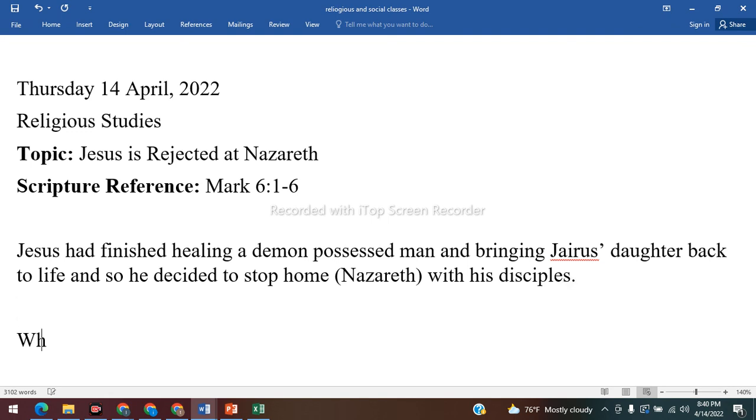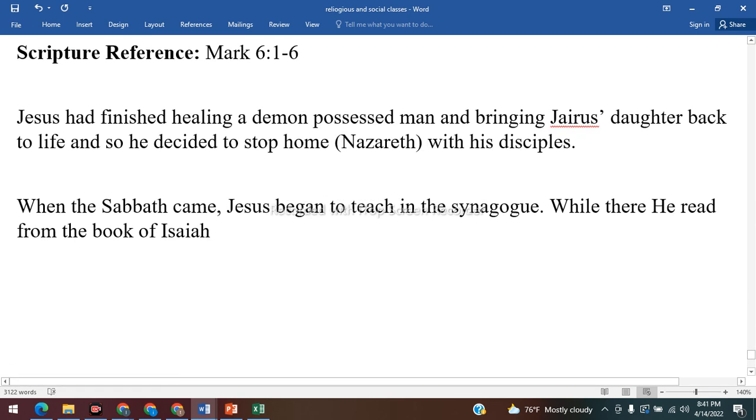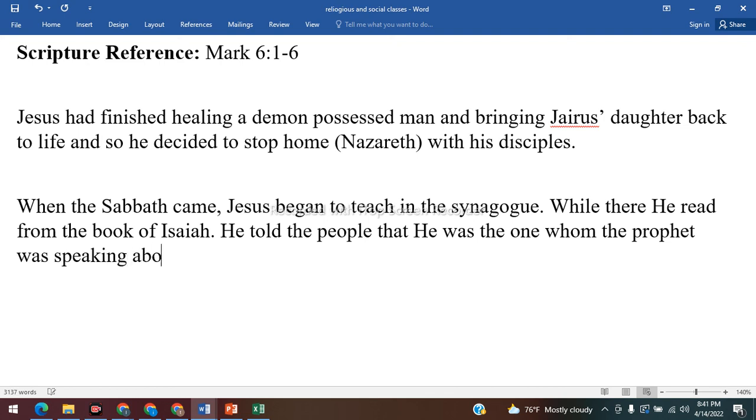Now, when the Sabbath came, Jesus began to teach in the synagogue. While there, he read from the book of Isaiah. He told the people that he was the one whom the prophet was speaking about.